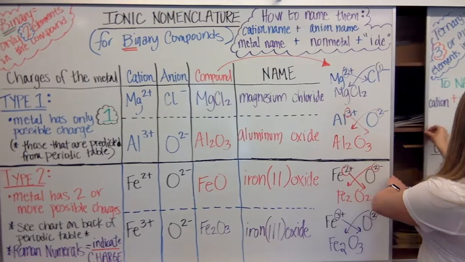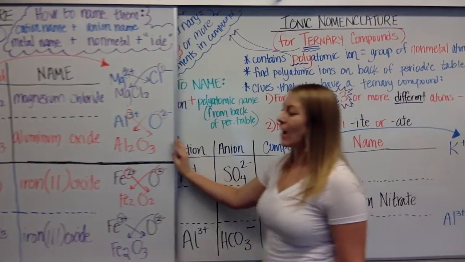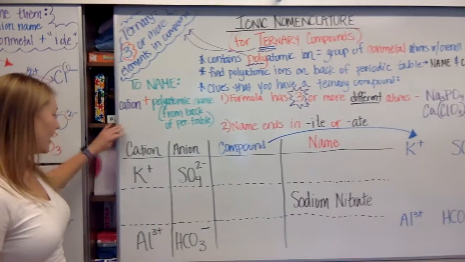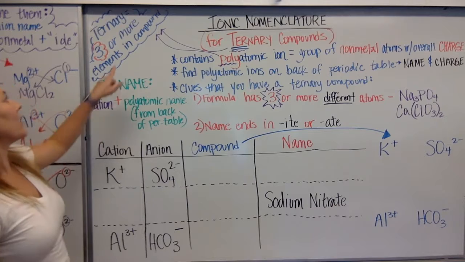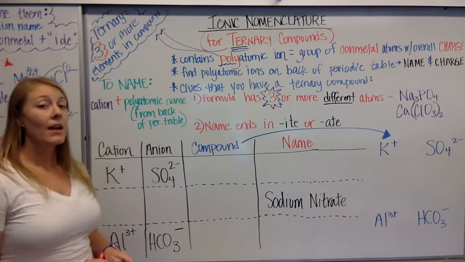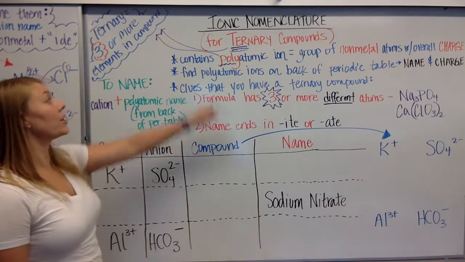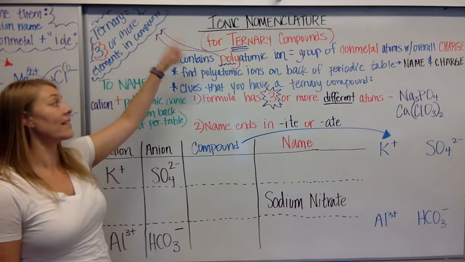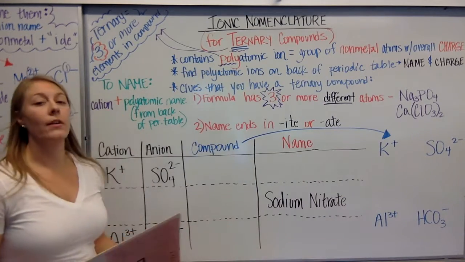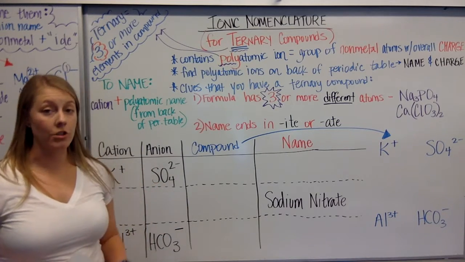Now, the last one that we're going to look at is how to name ternary compounds. Now, if binary means there's only 2 elements in it, ternary, ter means 3, ternary means that there's 3 or more elements in the compound, okay? So these are going to be a little bit different than what we've just seen. So ternary compounds, the reason they have 3 elements is that they contain a polyatomic ion, which is a group of nonmetal ions, generally, or nonmetal atoms with an overall charge, okay?